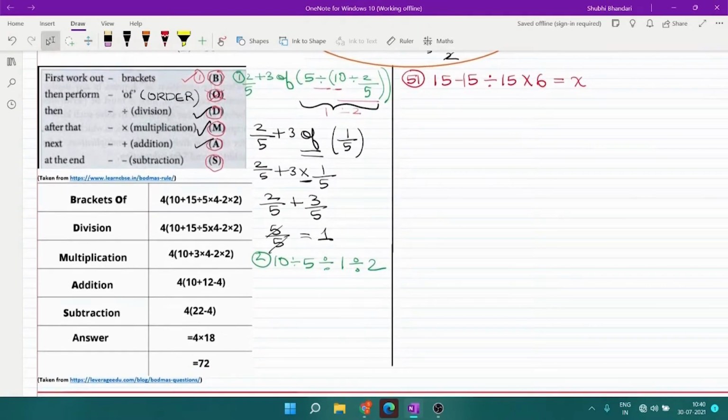Another example is 10 divided by 5 divided by 1 divided by 2. Here there is no bracket, no order, and no other sign except division. So we apply BODMAS from left to right, meaning we calculate going from left to right. So 10 divided by 5 divided by 1 divided by 2. 10 by 5 cancels and becomes 2.